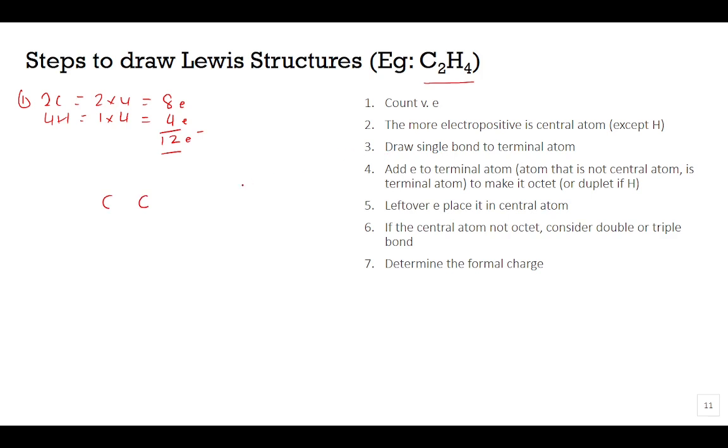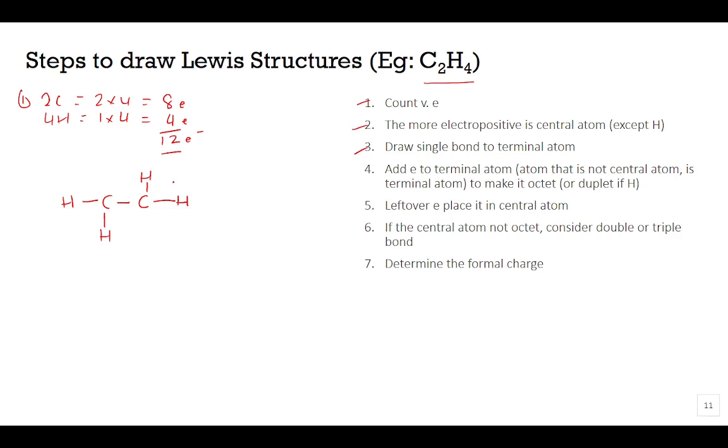Draw single bond to terminal atom. Anything that is not central atom is terminal. So there are 4. You need to spread this out symmetrically. So 1 hydrogen for carbon here, 1 here, 1 here, and 1 also here. So draw the single bond for each of these. Okay, this one is done.